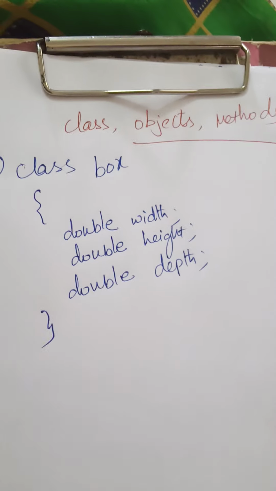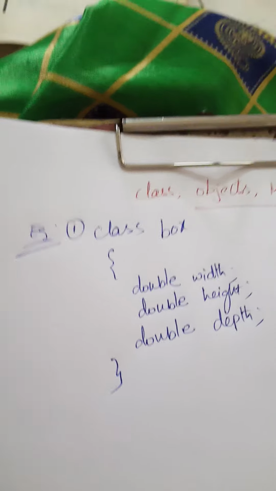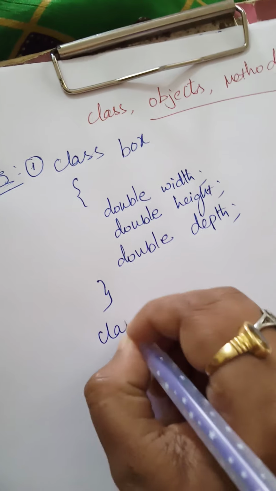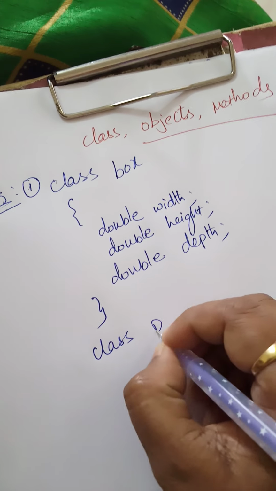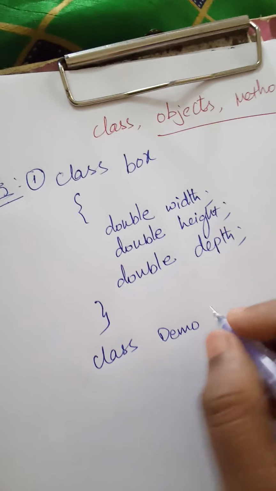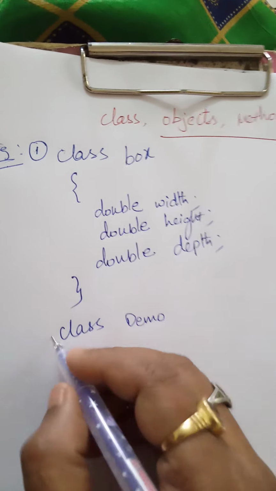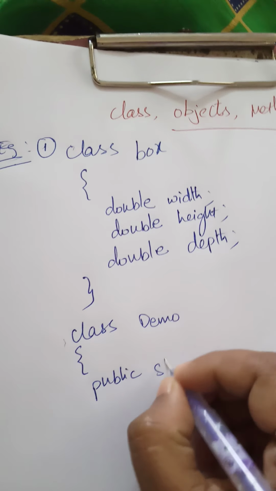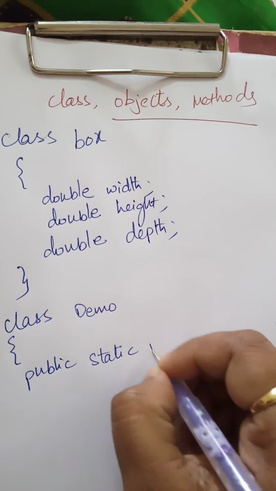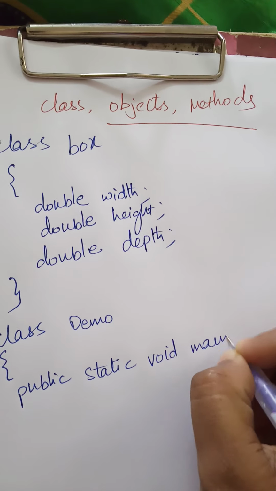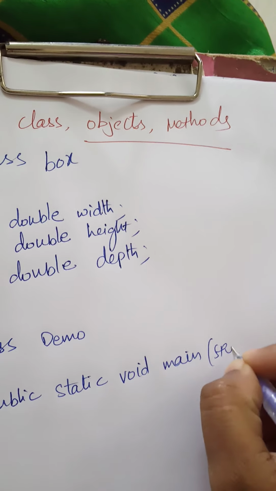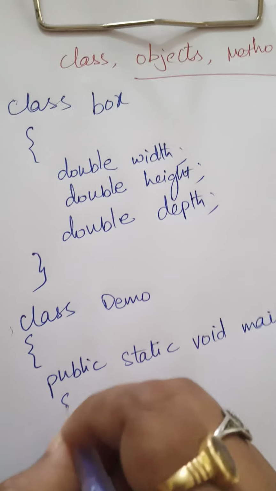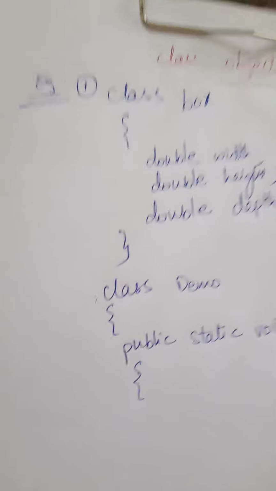After this class declaration, you have to write the main class. Main class means: class Demo. I am giving the name for the main class as Demo, and here you write public static void main, String args. In this, see, this is what you have to understand here.